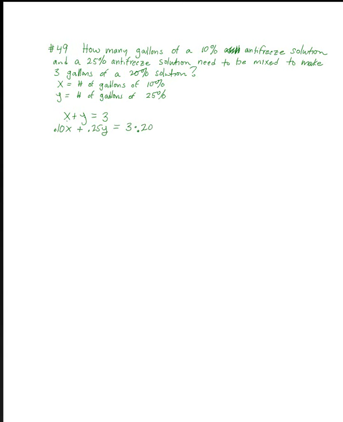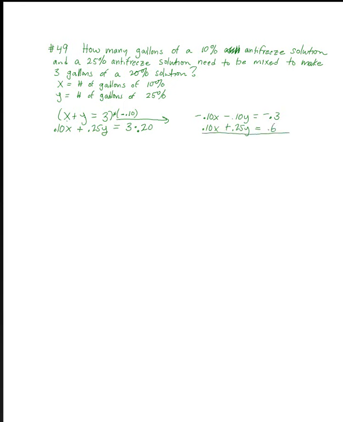Okay, so very, very similar to the previous problems we did. You have an x plus y equals something, and then you use the other information to come up with your second equation. This time I think I'll solve by elimination. Doesn't really matter. I'm going to take this first equation, and I'm going to multiply by minus 0.10. I'll make my x's cancel out. So I'll have minus 0.10x minus 0.10y equals minus 0.3. Yeah, that's right. And then I'll have 0.10x plus 0.25y equals 3 times 0.2 is 0.6.